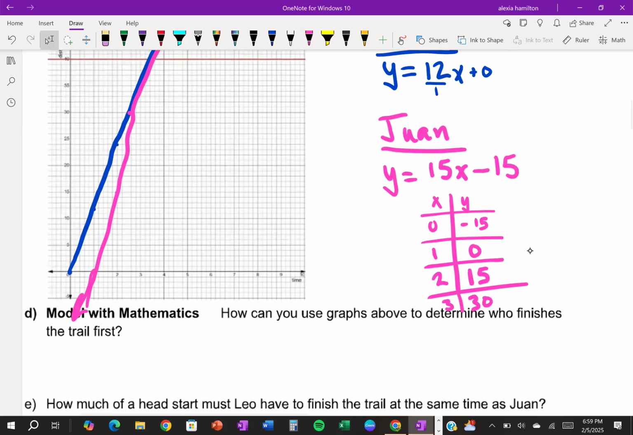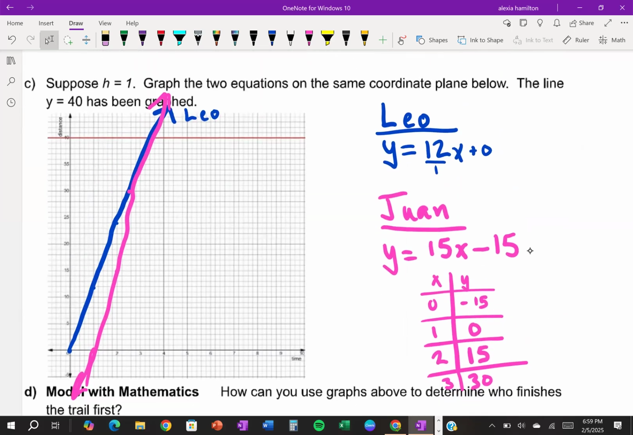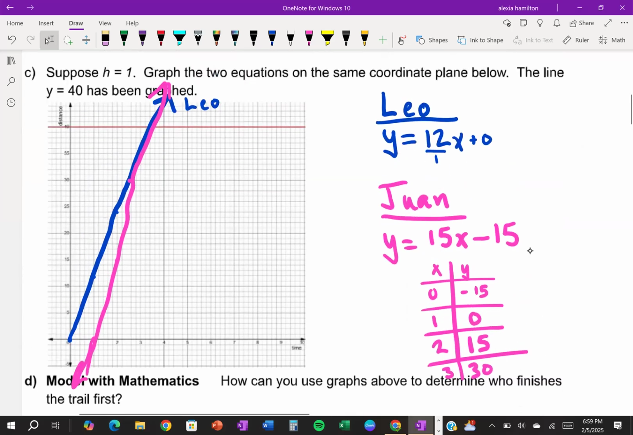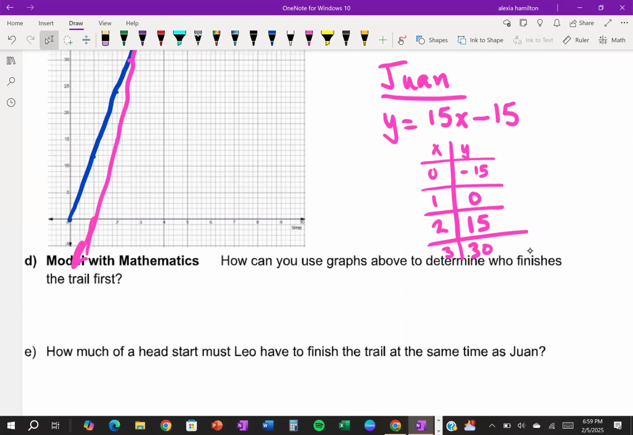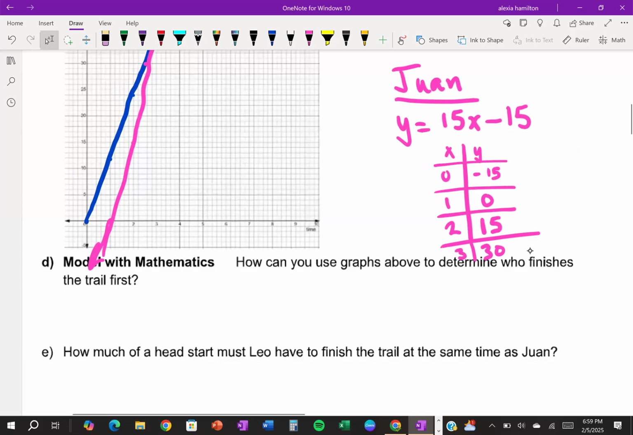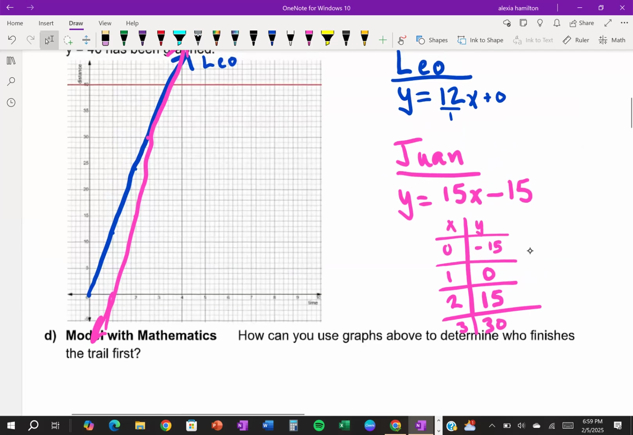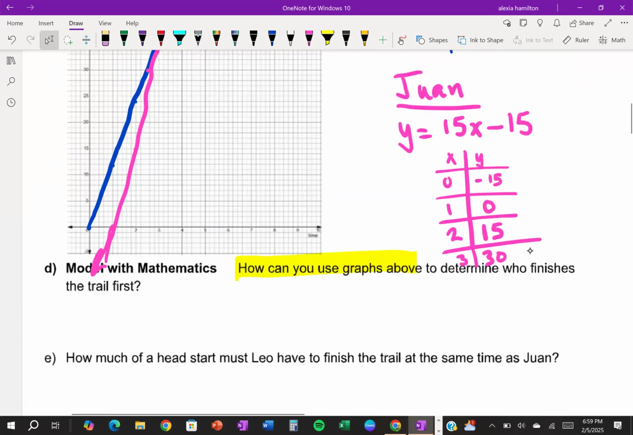So how can you use those two graphs above to determine who finishes first? Is Leo going to stay in the lead, or did Juan finally catch up? I'm not going to answer that. I want you guys to come up with an answer, talk at your table, come up with an answer. But yeah, how can you use the graphs? The question is, how can you use the graphs above, not who finished first?